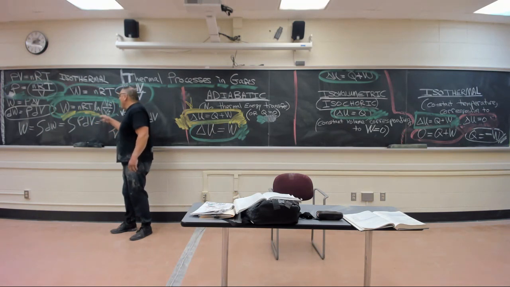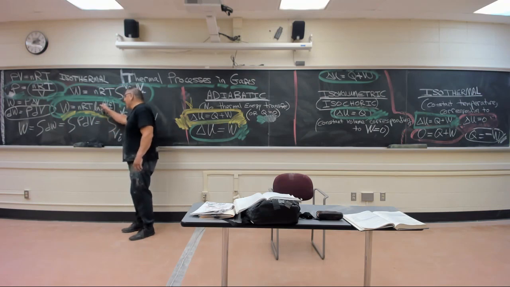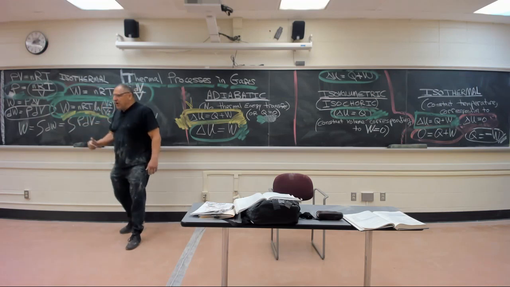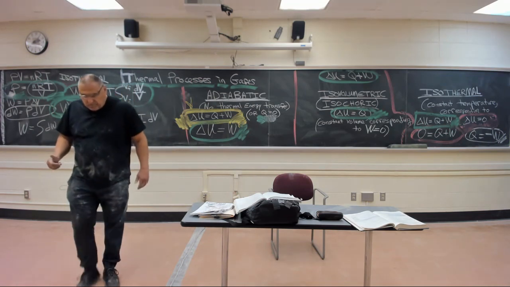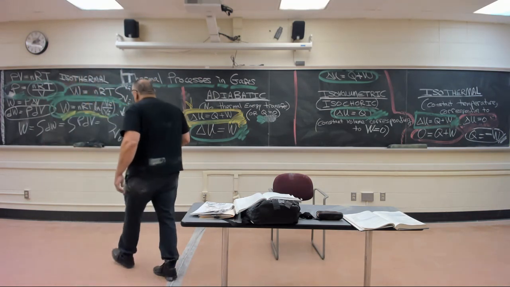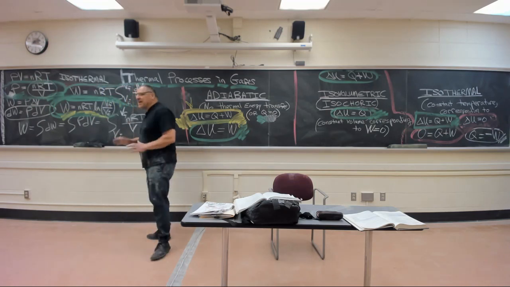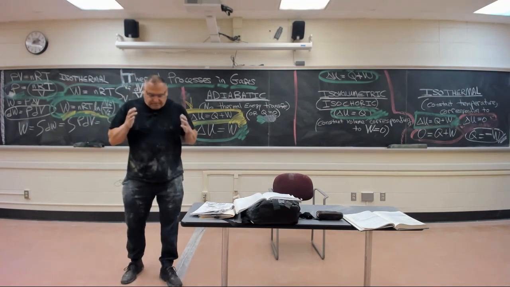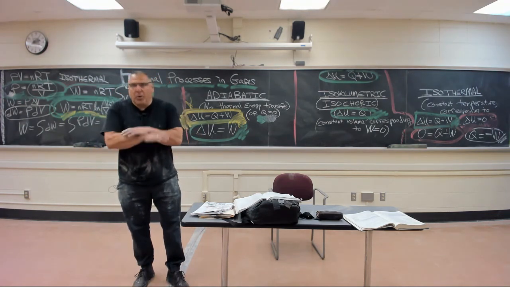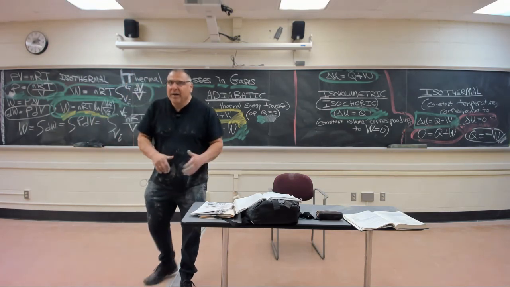If I did not expand the volume, but the final volume has contracted compared to the initial volume, if this is small and this is big, this is a negative number. Well, I mean, the environment did positive work. The gas did negative work. This positive and negative is kind of an issue, guys. I can tell you this much: the absolute value is always going to work out. You just got to remember who's doing what.